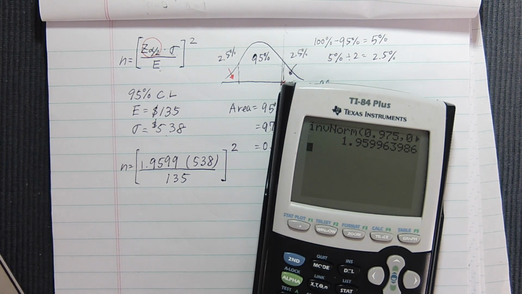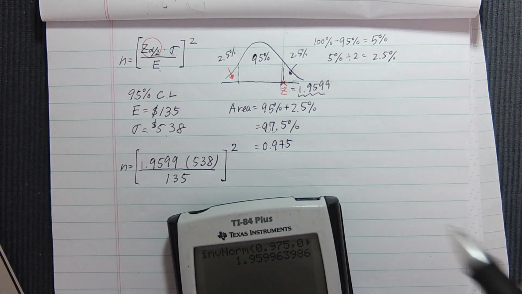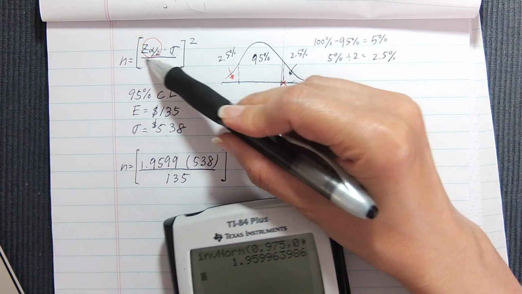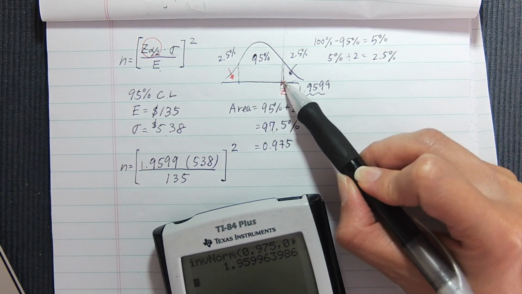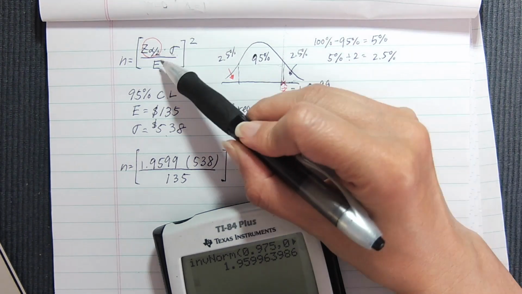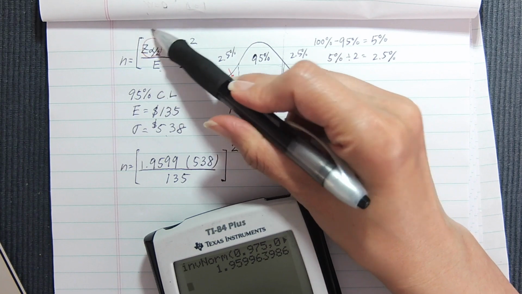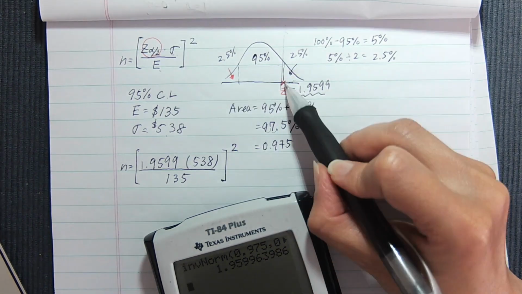What did we use the inverse norm for in this problem? Finding this point z. Because I need that point z, that's why I need the inverse norm, right? Because without that point, what number should I plug in here? I have to find this point.